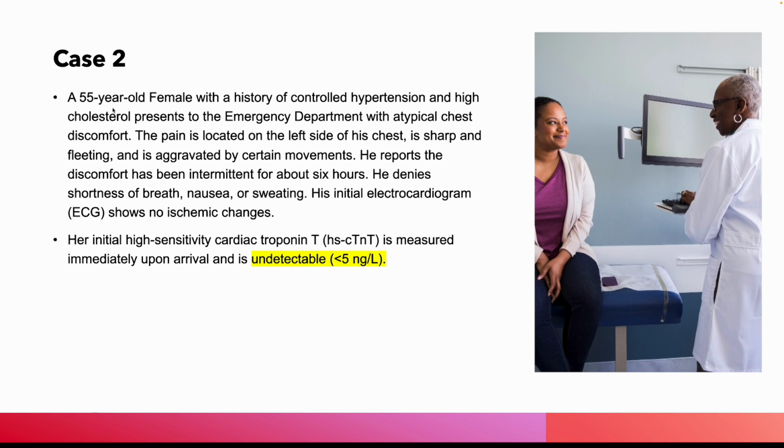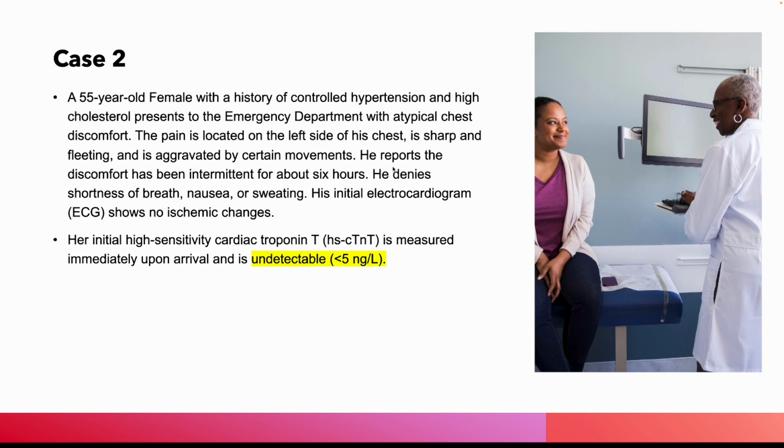This is another case. It's a 55-year-old female. She has hypertension, high cholesterol, but it's controlled hypertension, and she presents to the emergency department with atypical chest discomfort. The pain is located on the left side. It is sharp and fleeting, so this doesn't really go with an acute coronary syndrome, and aggravated by certain movements. Again, typical acute coronary syndrome pain does not change with movement, but again, you cannot exclude.